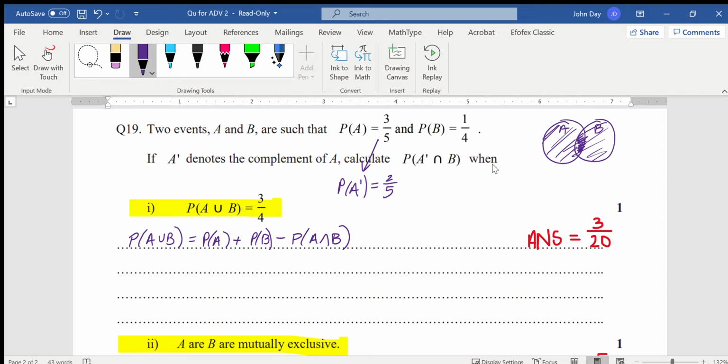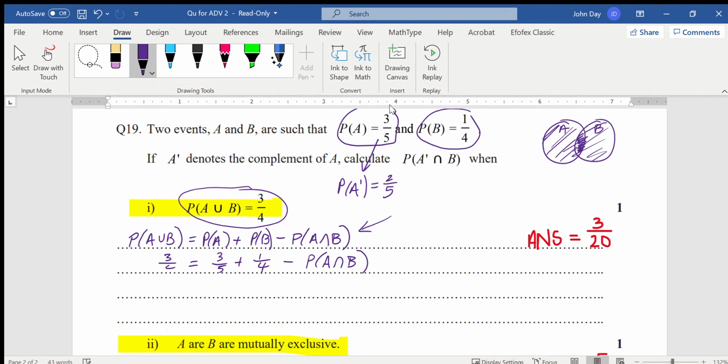So that's a bit of a rule that I've written there, and I think they're giving you that so you can work out what the overlap is, because they tell you at the start the probability of A is 3/5 and the probability of B is a quarter. We're going to work out the probability of A intersection B, because they tell us that the union is 3/4. So 3/5 plus 1/4 is 17/20.